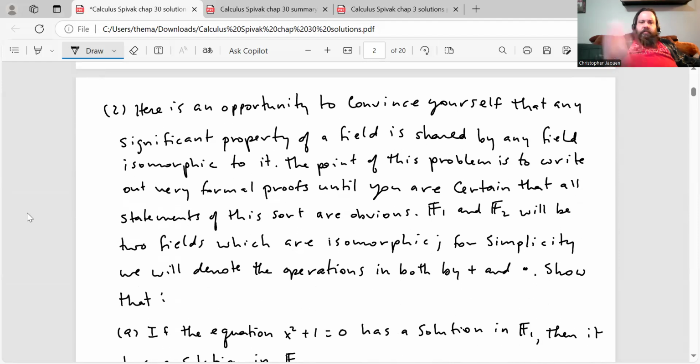Spivak has a little bit of an explanation here before we start on this one. Here's an opportunity to convince yourself that any significant property of a field is shared by any field isomorphic to it. The point of this problem is to write out very formal proofs until you are certain that all statements of this sort are obvious. The fields F1 and F2 will be two fields which are isomorphic. For simplicity, we will denote operations in both by just the usual plus and multiply sign.